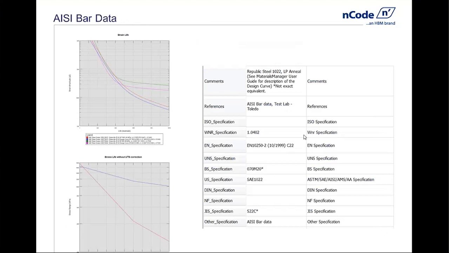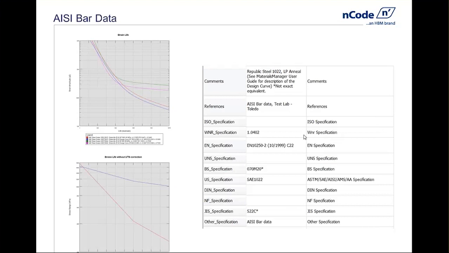The AISI Bar Data is a published data set of actual material tests on samples. So we took the original base data and we analysed that in our own software to come up with the curve fits and the material parameters.